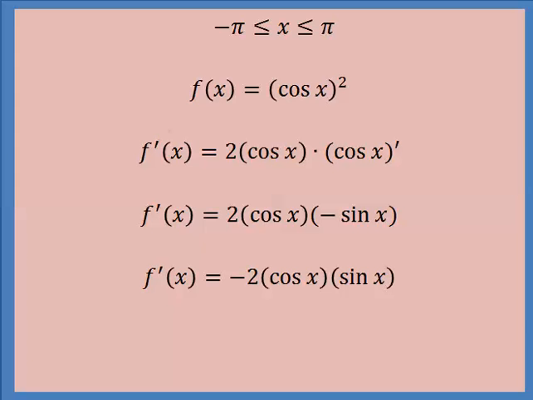I could at this point use the double angle formula. 2 cosine x sine x is the same as sine of 2x. I could do that, but it doesn't really help the problem. In fact, I think it's a little bit easier to do the problem with it written like this. So I'm going to leave it.